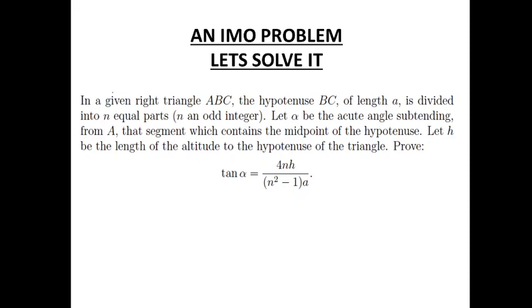In a given triangle ABC, the hypotenuse BC of length a is divided into n equal parts, n an odd integer. Let alpha be the acute angle subtending from A, that segment which contains the midpoint of the hypotenuse. Let h be the length of the altitude to the hypotenuse of the triangle. Prove that tan alpha equals 4nh by (n squared minus 1)a. Okay, let's do that.